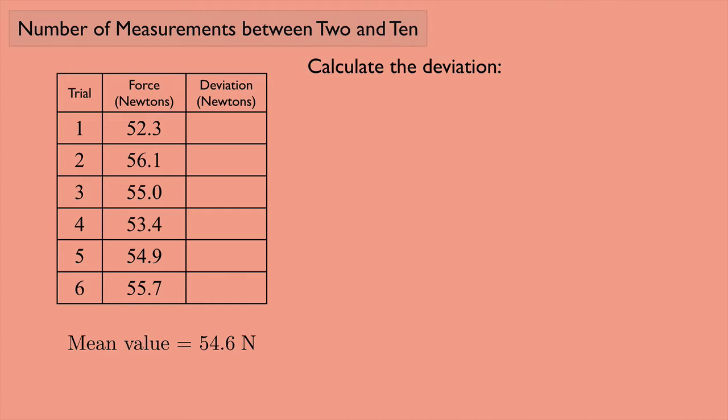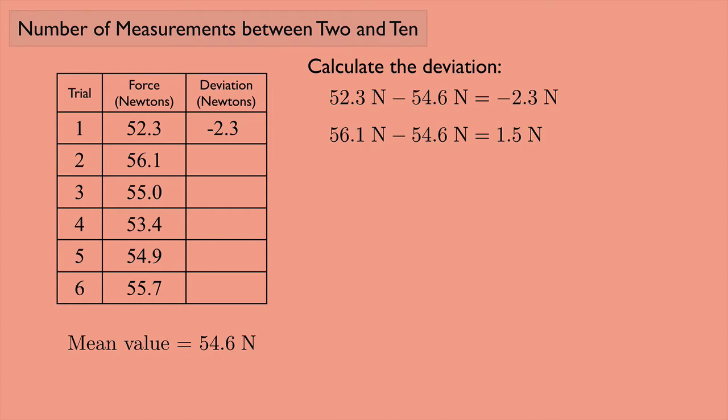So for example, the first one, 52.3 newtons, I would subtract the mean value of 54.6 newtons, and that would give me negative 2.3 newtons, and that's my deviation. For the second one, 56.1 newtons minus 54.6 newtons would give me 1.5 newtons. And so you can see how to do this for the other 4 measurements.